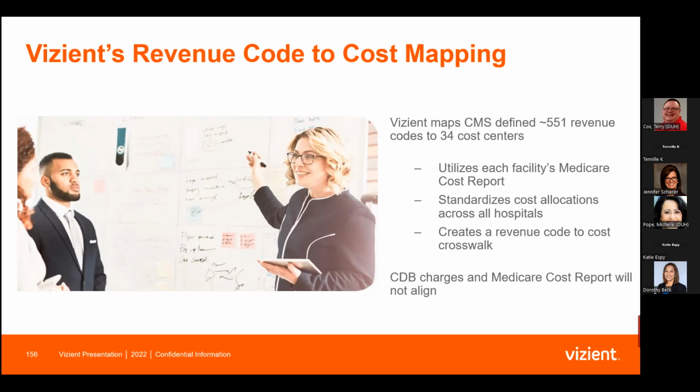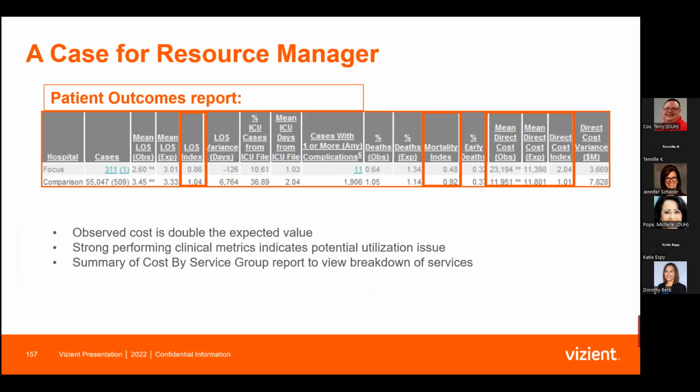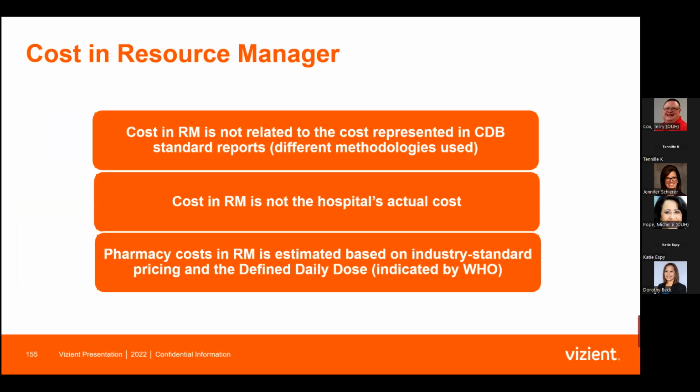That happens quite a bit. But again, because of a comparative database, we want to be able to compare. So this is the methodology for normalizing that cost. And that's risk adjusted. So the patient outcomes report that Jen showed, and we added the direct cost, that's what we're talking about in the CDB.